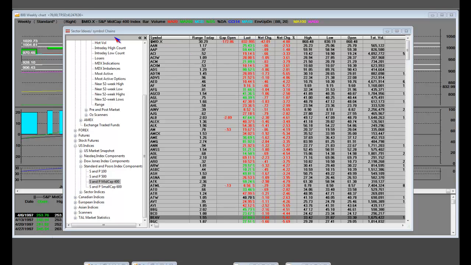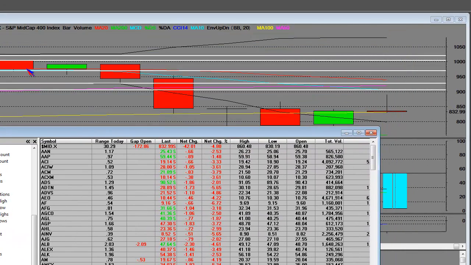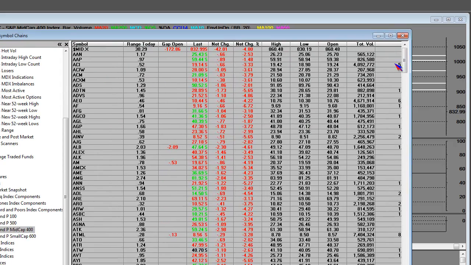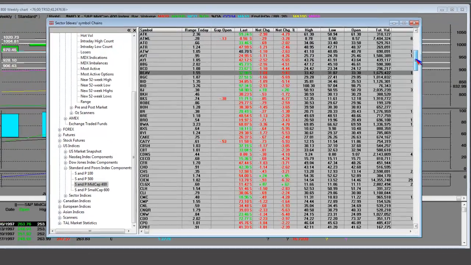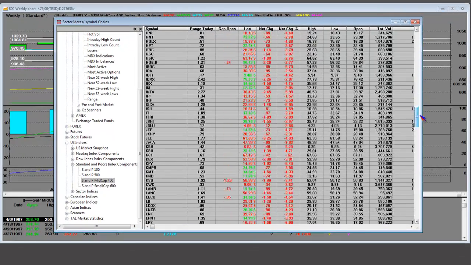MID.X, MidCap, S&P, MidCap 400 Index, MMTs. This is a weekly chart up here. These are the names that are involved. This is how the list is. It's 400 stocks in their mid-cap range in our economy, of course.